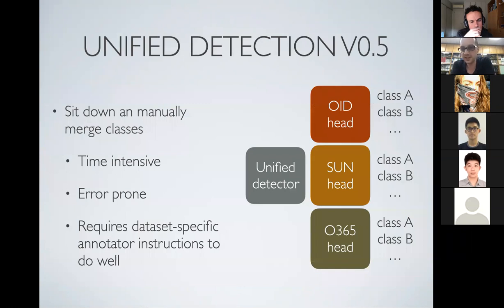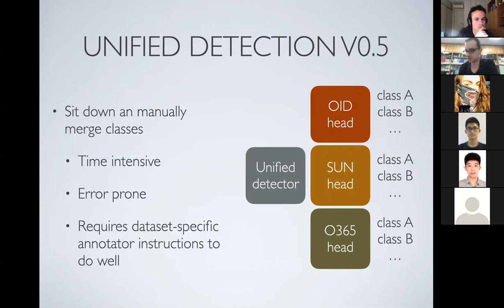One way to fix this is to manually sit down and look at which classes from which dataset correspond to which classes from other datasets. This is relatively time intensive. It can take anywhere between a day, or, if you want to do this absolutely correctly, it took other people, not in detection but in semantic segmentation, a month or two to do this properly. But they also went in and corrected some labels.